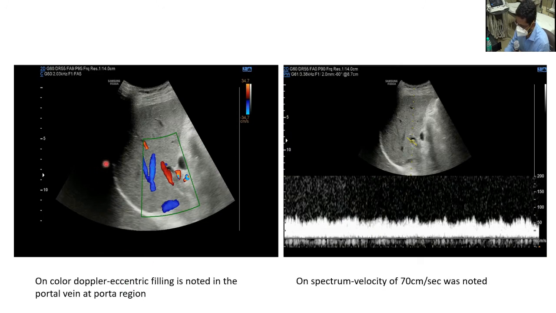On color Doppler examination, eccentric filling is noted in the portal vein at porta region. On the same region, we take spectral Doppler, and a spectral velocity of 70 centimeter per second was noted, and this is more than the normal at porta.